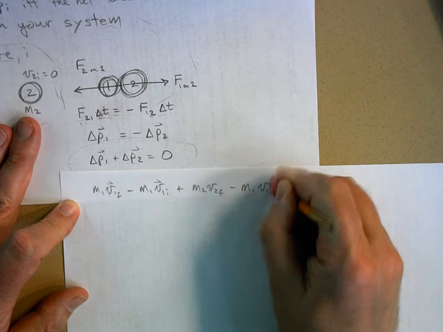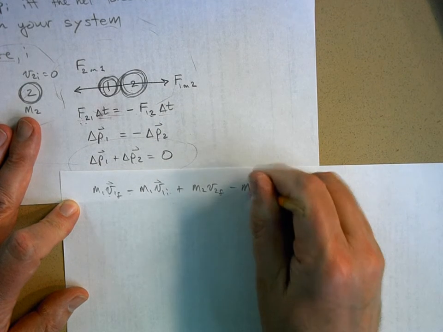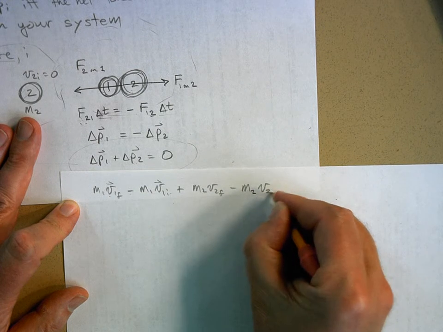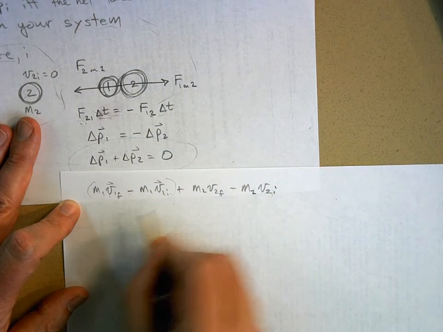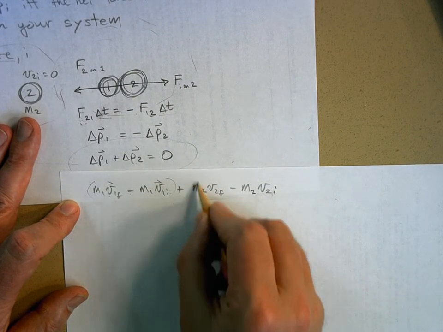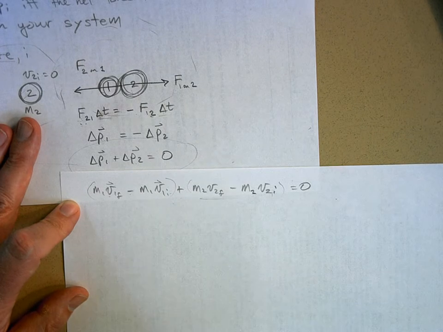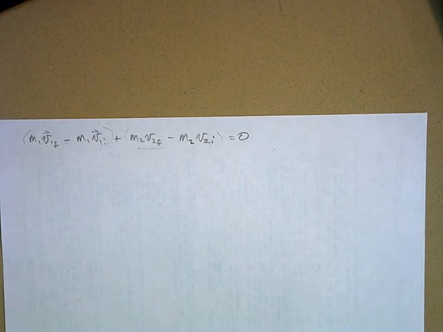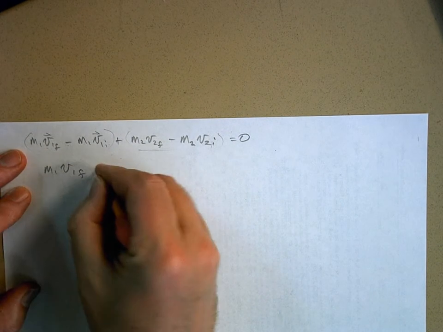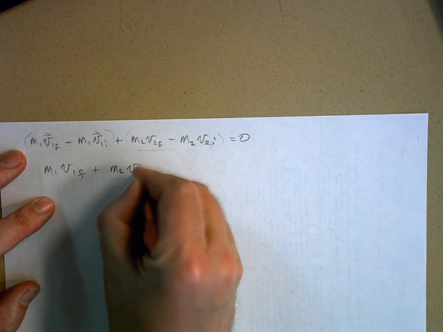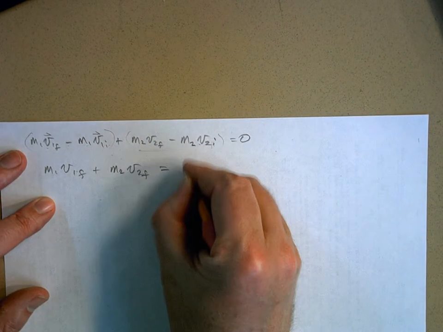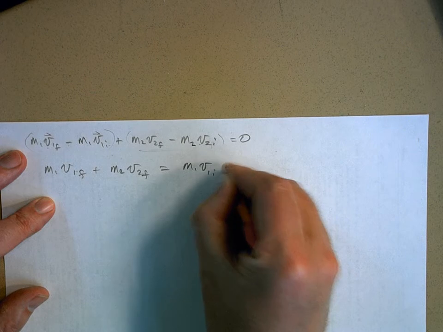I'm sorry, I got my subscript, V2. It's M2 V2 initial. So this is the change in momentum right here. So this is the change in momentum of object 1 plus the change in momentum of object 2 equals 0. Well, let's keep all the finals on this side. I get M1 V1 final plus M2 V2 final. This is going to be equal. Well, add this to the other side and add this to the other side. I get M1 V1 initial plus M2 V2 initial.